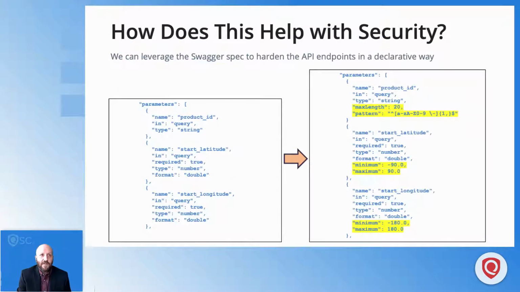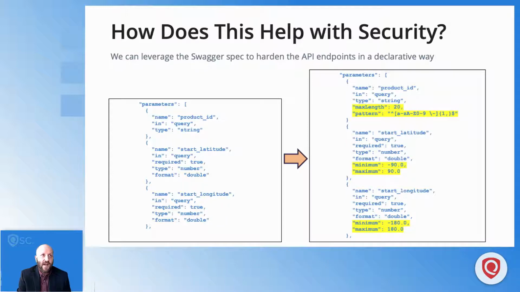So how does that help with security? Well, we can leverage the specification to harden this API in a declarative way. Again, if we look at the price estimate, we'll start with these three parameters, the product ID, the start latitude, and the start longitude. The specification allows for other characteristics we can add to those parameters, which have been shown here.